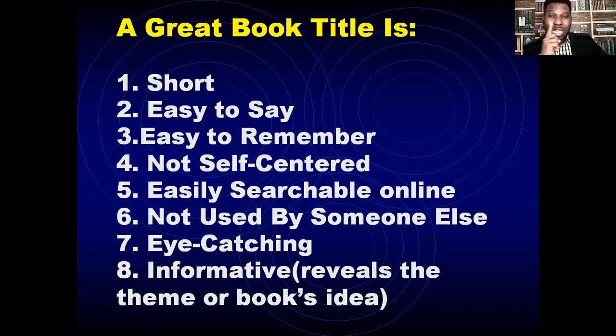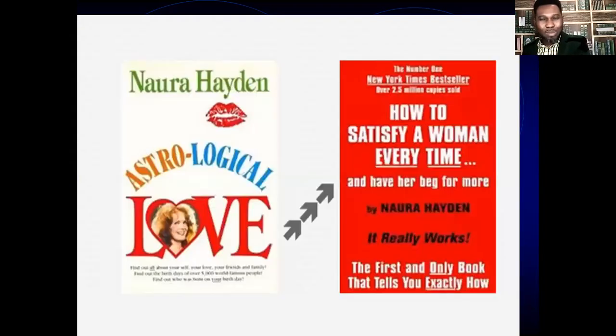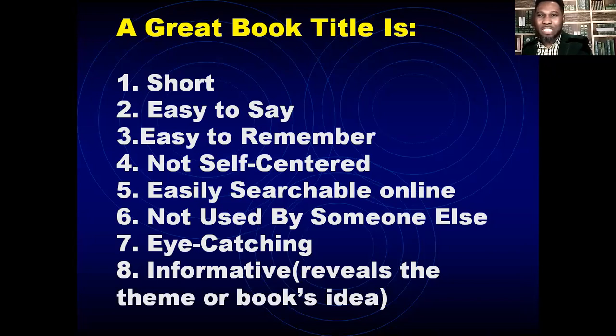So if you write a book title, for example, Astrological Love that we saw, I know what love is. Maybe I know what astrological is, but I can't connect the both of them. So I don't know exactly what the book is about. I don't want to buy such a book. But when I see how to satisfy a woman every time, I don't need anybody to explain the content of that book to me. I don't need anybody to convince me to buy the book, because the book is informative.